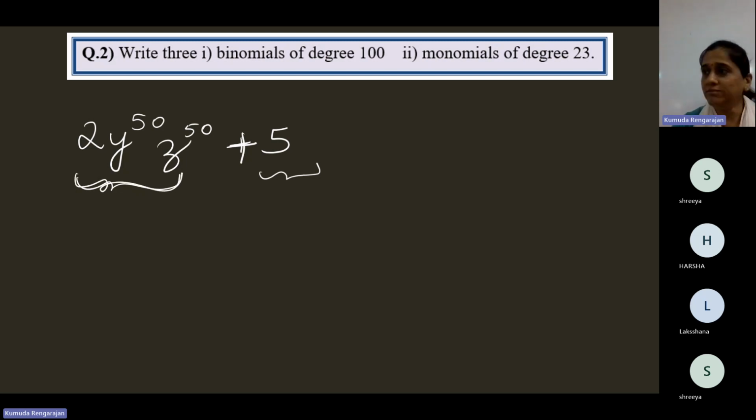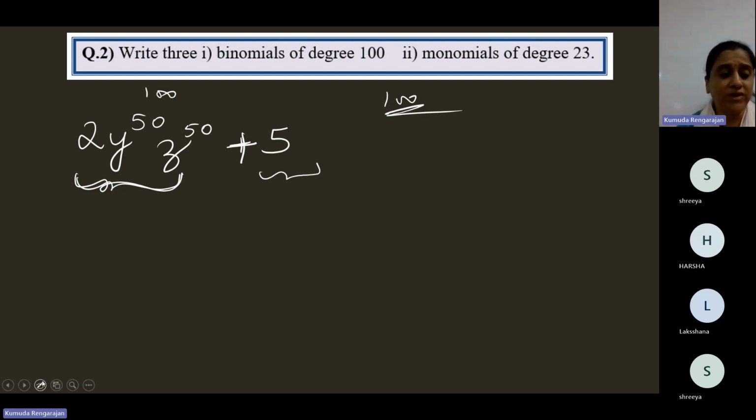So in the first term, there are two variables, y and z. And their powers are 50 and 50 respectively. So you should add the powers, 50 plus 50, 100. So the highest power is 100. So the degree is 100. She's right. Correct? So this is a binomial. So there are three things here. This is an example of a binomial in two variables of degree 100. It's a binomial. There are two variables, y and z, and the degree is 100.